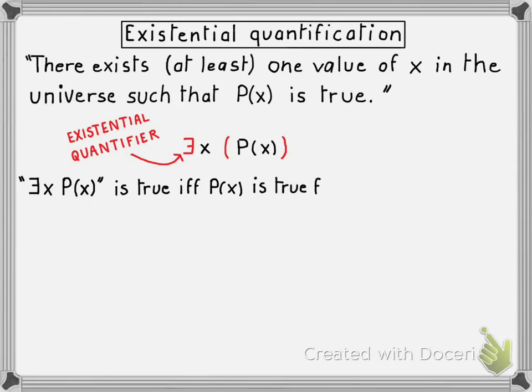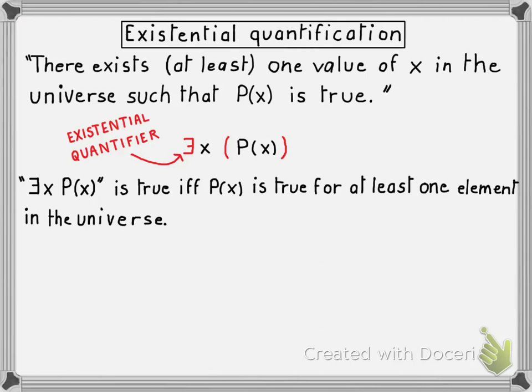Now the question is, when is this expression true? There exists x, P of x. By definition, this expression is true if and only if P of x is true for at least one element in the universe. So that's very different from the universal quantifier, which was true for all x, P of x was true if and only if P of x is true for every element in the universe. Here, it's true if at least one element makes P true.